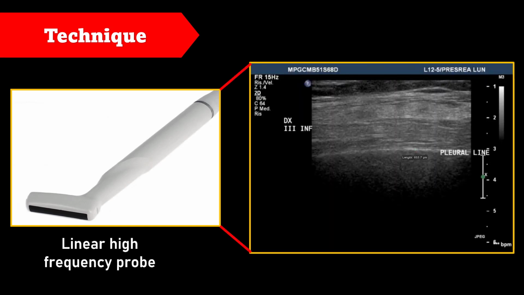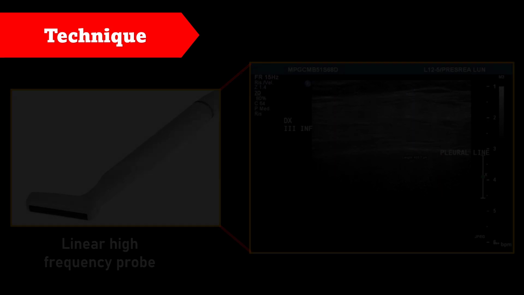So as we see here, this is a linear probe. There is a very good visualization of the pleural lining, so we can use it for detection of any pleural abnormality. You can see that the depth here is 4 or 5 centimeters, no more. We can detect any pleural abnormality. We can detect any subpleural abnormalities, but no more than this.